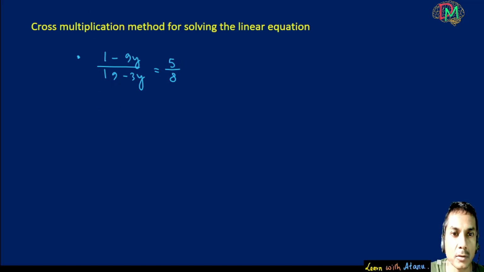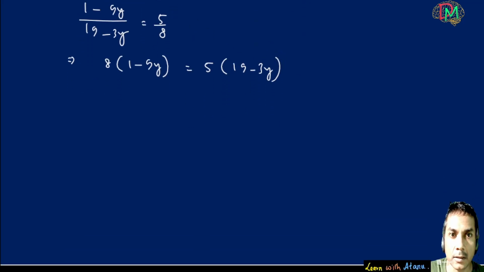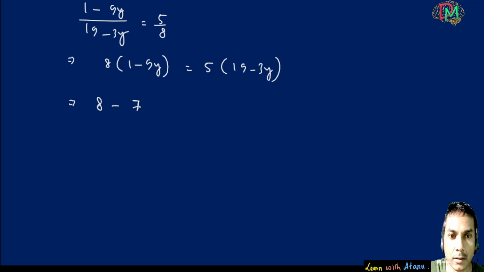Okay, so let's solve it. 1 minus 9y divided by 19 minus 3y is equal to 5 by 8. Now we cross multiply it, we get 8 into 1 minus 9y is equal to 5 into 19 minus 3y. Next, 8 minus 72y is equal to 95 minus 15y.